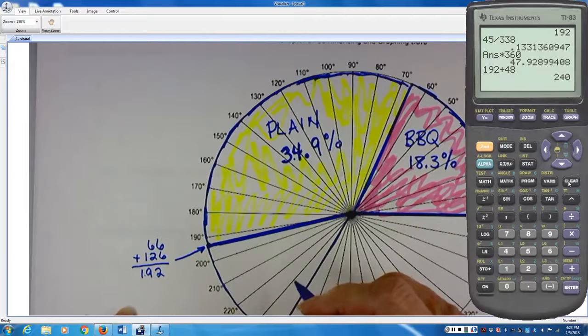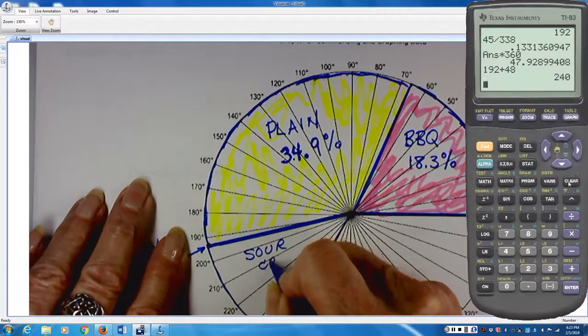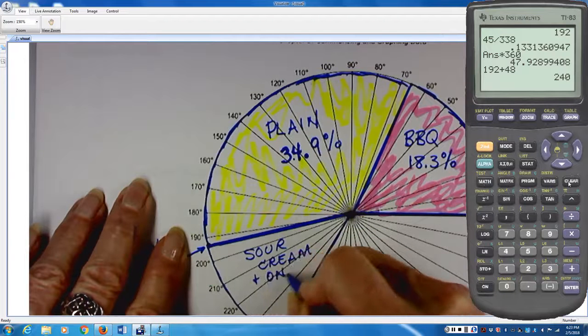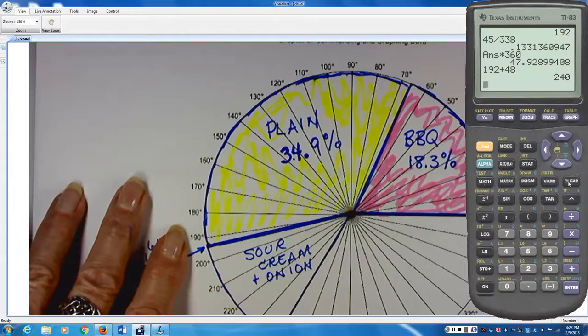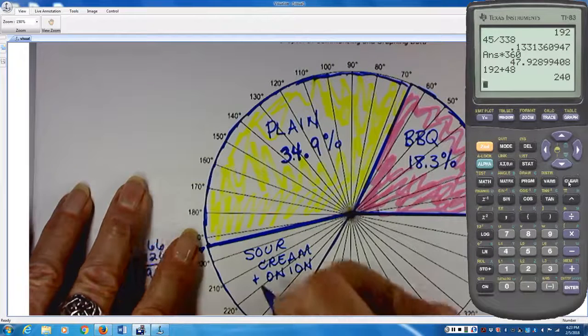And this segment represents the sour cream and onion. And their share of the sales was about 13.3%.